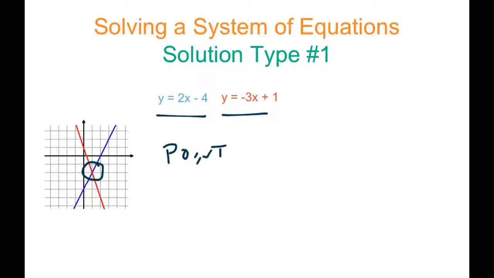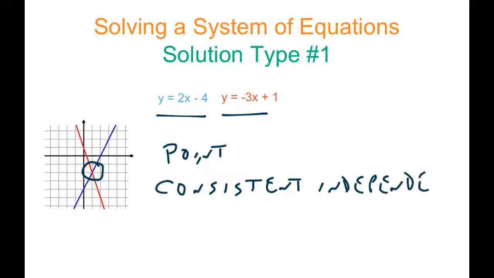Okay, we call this consistent independent. Okay, just a term that you need to know. When the solution is one point, there's an intersection at one point, we call it consistent independent. That's what we're most familiar with.